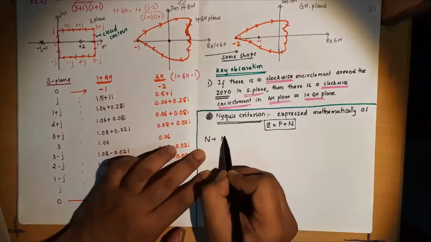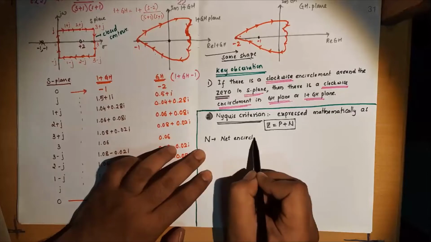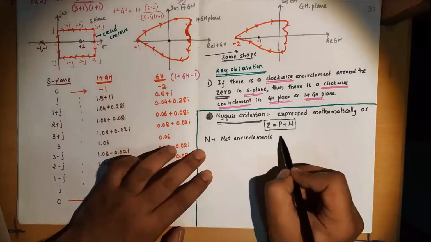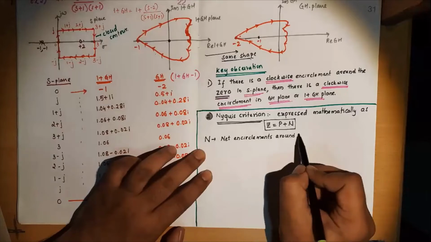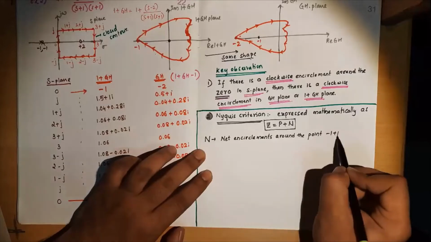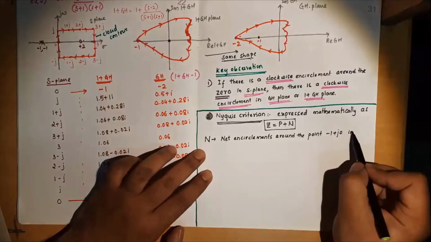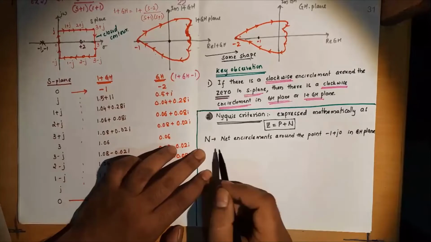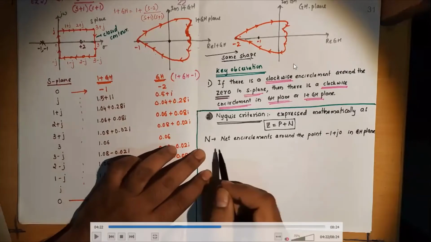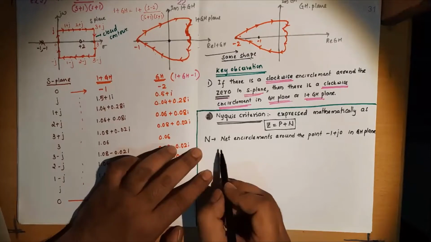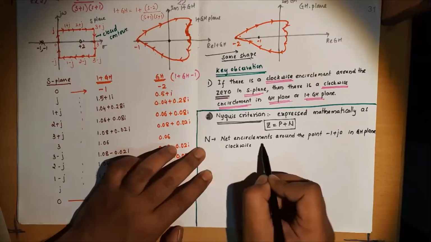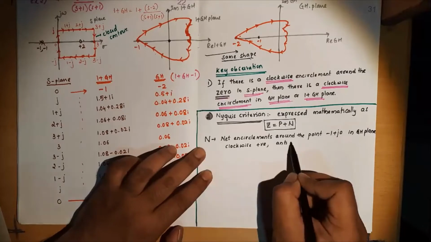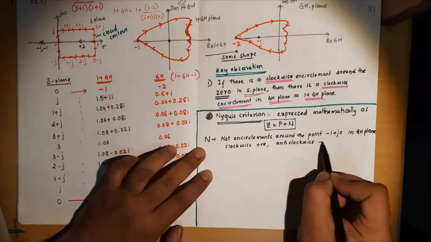N is net encirclements around the point minus 1 plus j0 in the GH plane. As I said earlier, we are forgetting the intermediate step. We are dealing with only the GH plane and the S plane. So N represents net encirclements around the point minus 1 plus j0 in the GH plane. The encirclement may be clockwise or anti-clockwise. Therefore, for clockwise, N is positive, and for anti-clockwise, N is negative.